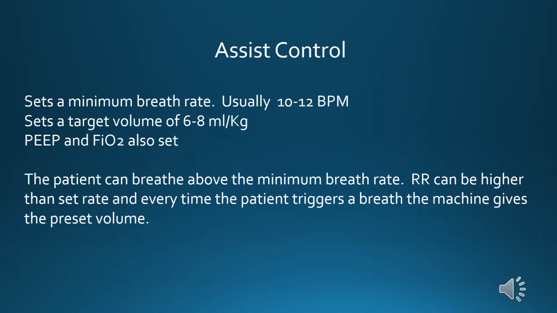You also have a PEEP that you want to set, which is usually set at 5 and adjusted if the patient's PO2 is still low and their FiO2 is still high. You can up the PEEP to 10 or something like that. The patient can breathe above the minimum breath rate. The respiratory rate can be higher than the set rate, and every time the patient triggers a breath, the machine gives the preset volume. So even if they're breathing 30 times a minute, every single time, whatever the tidal volume is set at, that's what the patient is going to receive in assist control.